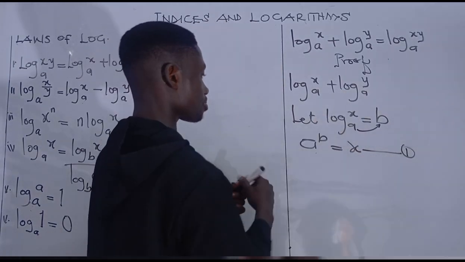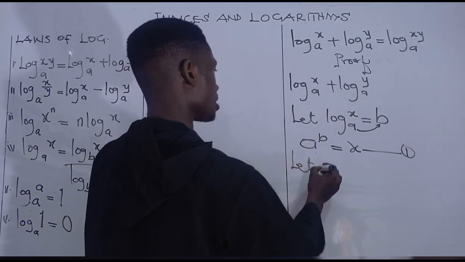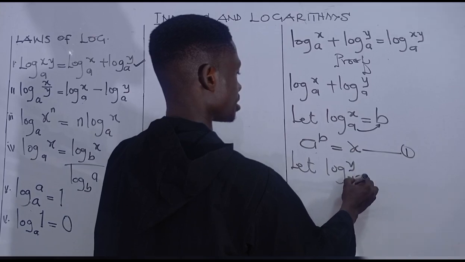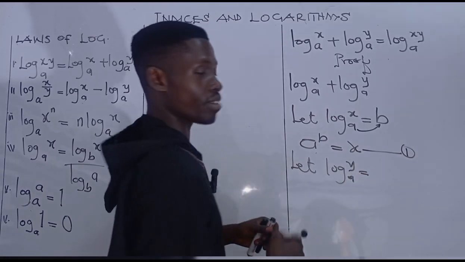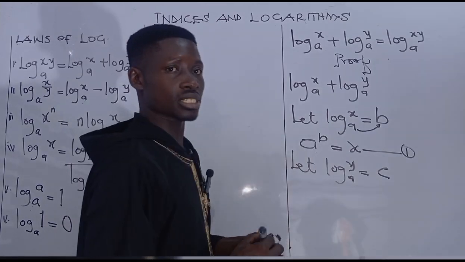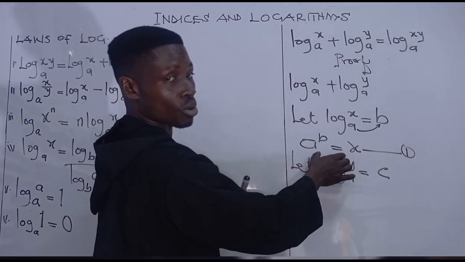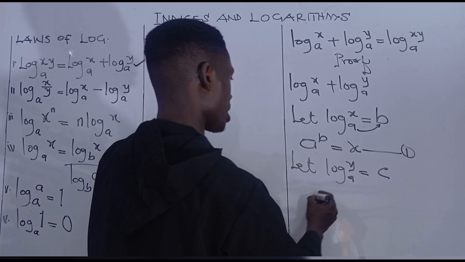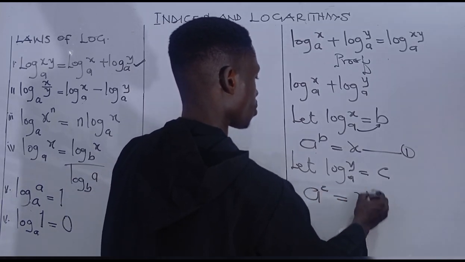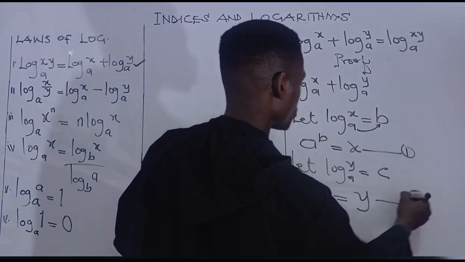Then we let log of y to the base of a be equal to any variable at all. Let's call it variable c. Then after that, we express this in exponential form like this. So we get a raised to the power c is equal to y. Let's call this equation 2.